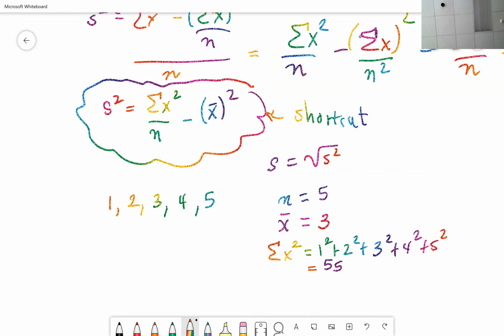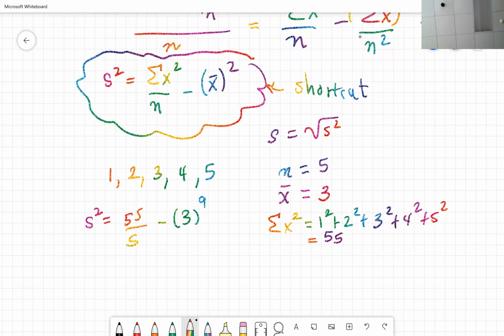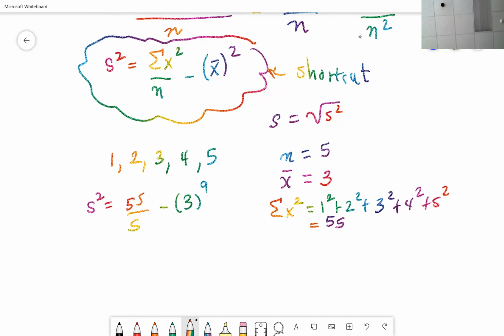And now you just put it in the formula. You go s squared, your variance, equals 55 divided by 5 minus 3 squared. All right, so what's 55 divided by 5? 11. And I just put a 9 up there. Squared. And minus 9. What's 11 minus 9? 2. And then isn't that what we got before? Yeah, come up here. What was that squared up here? You look at your notes. Those are my notes. So notice that it's completely different, but it's the same.